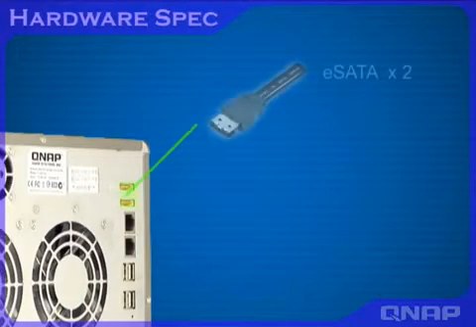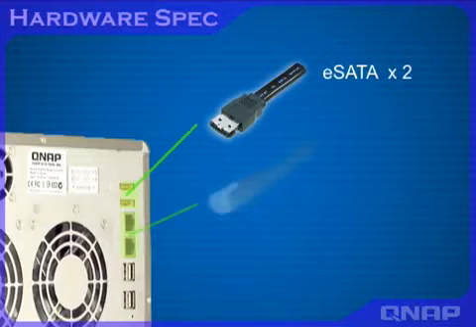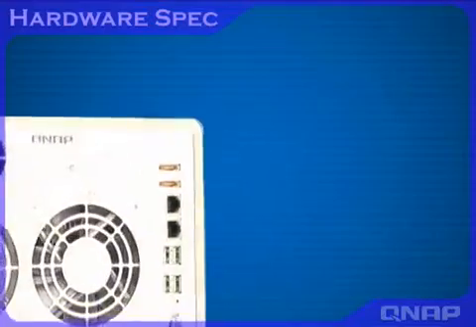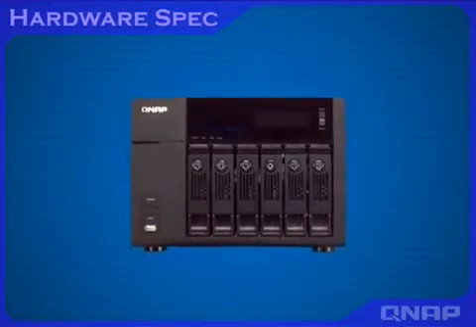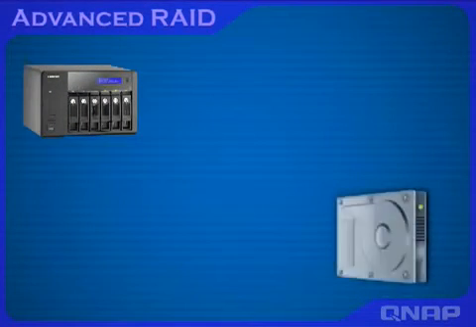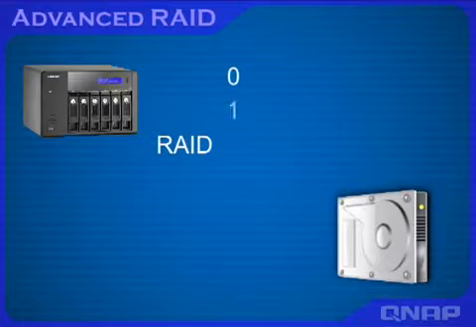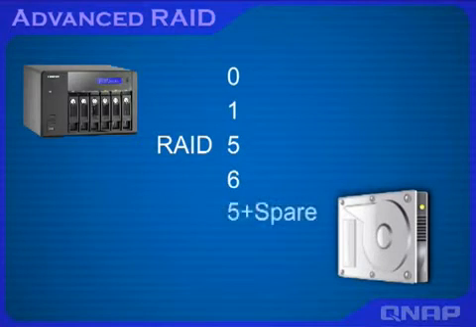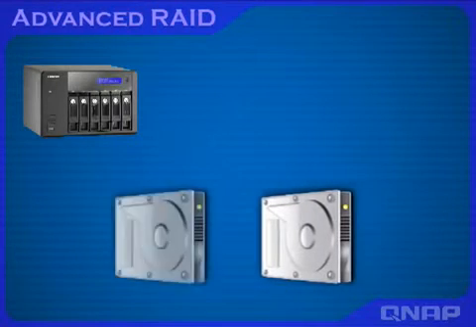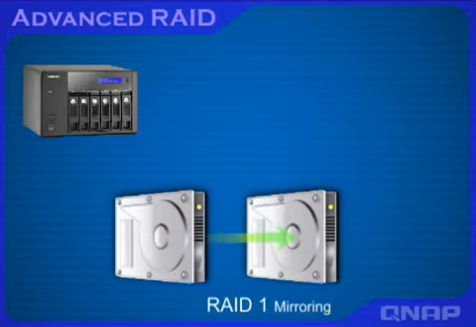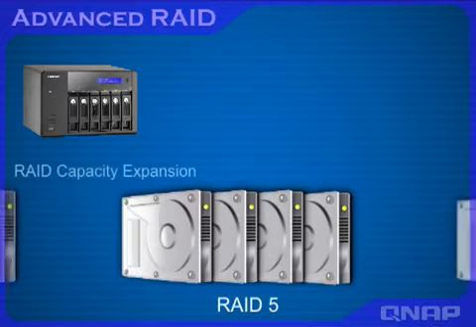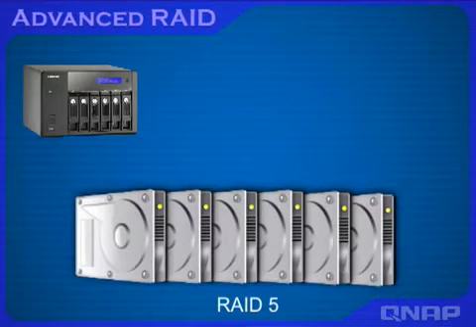The TS-639 Pro is equipped with 2 eSATA ports, 2 GigaLAN ports, 4 USB ports in the back, and 1 on the front for expanding the storage capacity. The TS-639 Pro offers advanced RAID 0, 1, 5, 6, 5 plus spare, single, and JBOD disk configuration. You can replace the hard drives with larger ones by online RAID capacity expansion. All the data are retained.